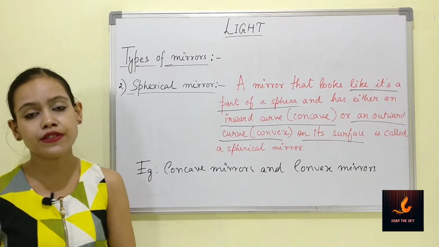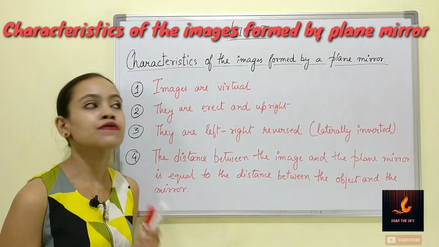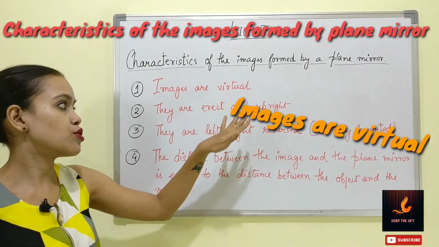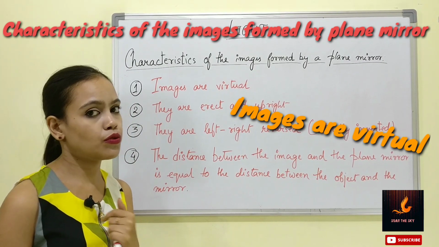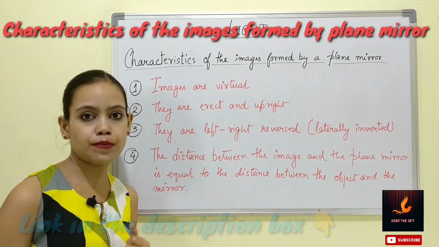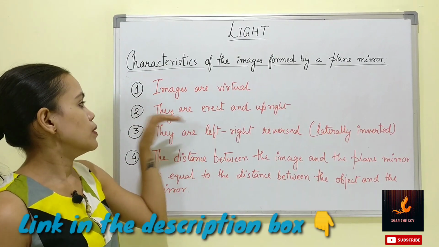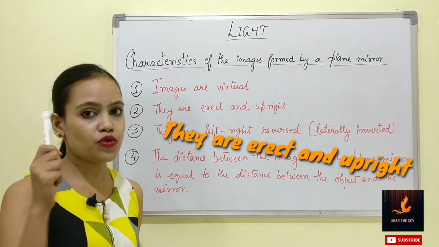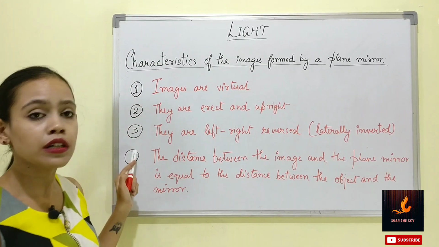The characteristics of the images formed by a plane mirror are: first, the images are virtual in nature. Now what are virtual and real images? If you want to know, again it's explained in the first part of this series. The second point is that they are erect and upright. They're straight, they're not inverted.